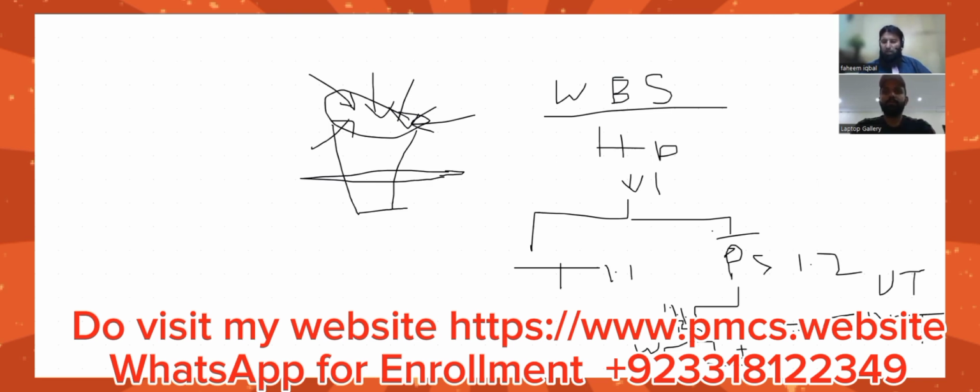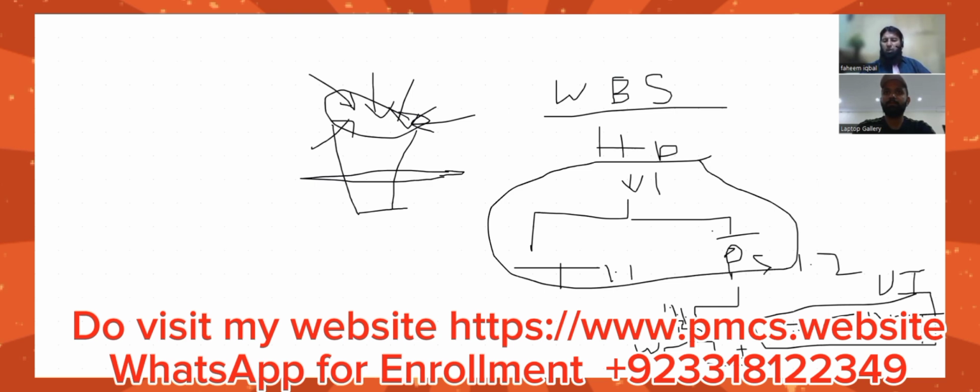And the lowest one is called a work package. The topper one is called a control account. Mostly management is controlling the control account, and in between, the planning package will come. And then we will create a work breakdown structure dictionary.